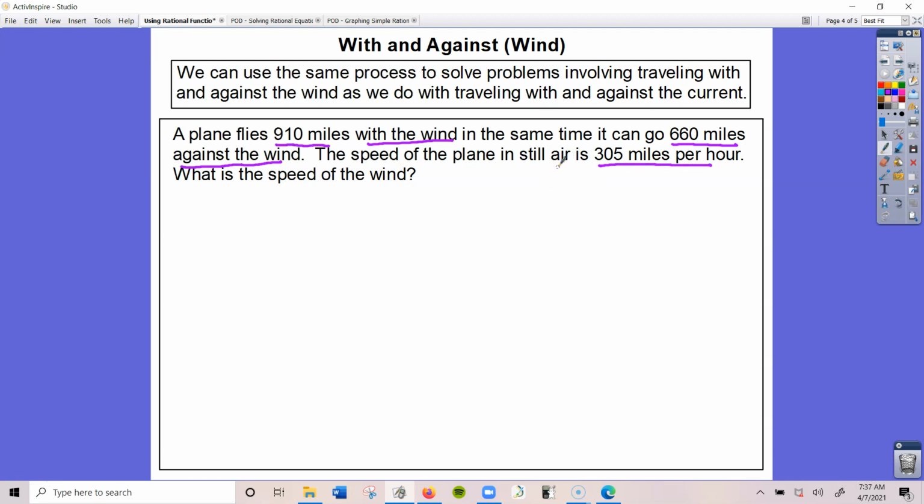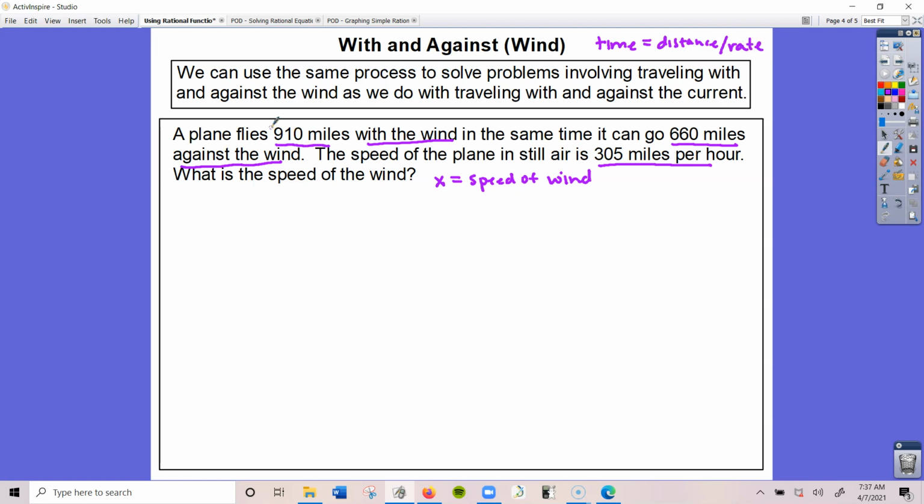So let's see how we can figure this out. It says, what is the speed of the wind? So I'm going to make x equal to the speed of the wind. So it says here that the plane travels 910 miles with the wind. So remember that time is equal to the distance divided by the rate.